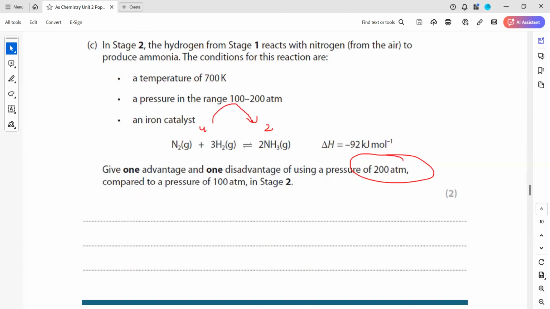ammonia. But another disadvantage is that to produce this very high pressure, we need more energy. So it will increase the cost or make the reaction expensive. So high pressure increases the cost and makes the reaction expensive. That's why we should prefer to use a low pressure.